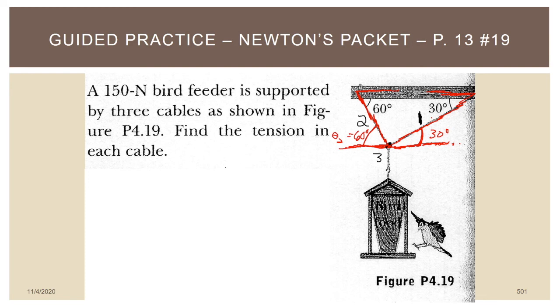Okay, so the first thing I want to do here is just write down the list of knowns. We have here that the bird feeder is 150 newtons in weight, right? The bird feeder weighs 150 newtons, so we'll put that down in our list. We know that the angle theta 1, as I just discussed, is 30 degrees. And we know that the angle theta 2 is 60 degrees.